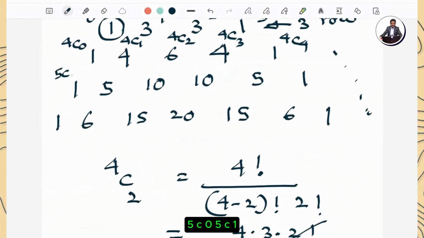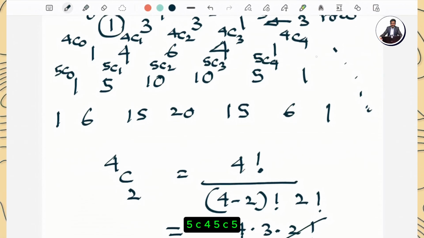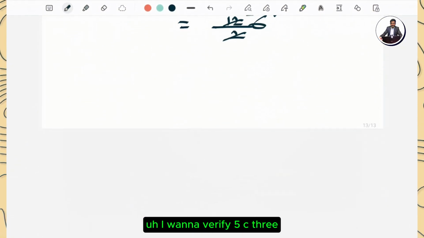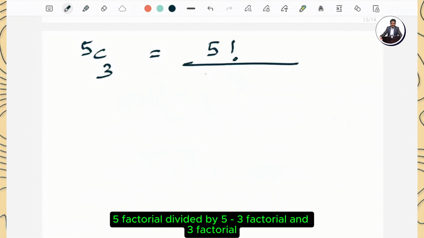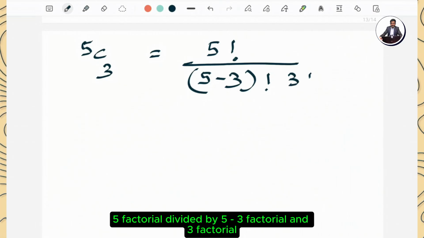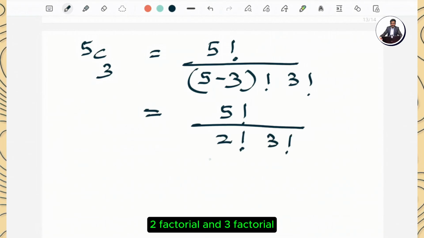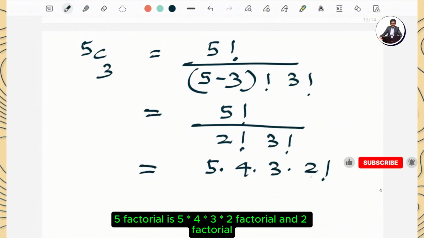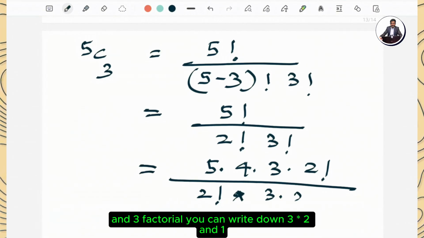And look at this one, 5C0, 5C1, 5C2, 5C3, 5C4, 5C5. I want to verify 5C3. So 5C3 is equivalent to 5 factorial divided by (5 minus 3) factorial and 3 factorial. And 5 minus 3 is 2, so 2 factorial and 3 factorial. 5 factorial is 5 times 4 times 3 times 2 factorial, and 3 factorial you can write down as 3 times 2 times 1.